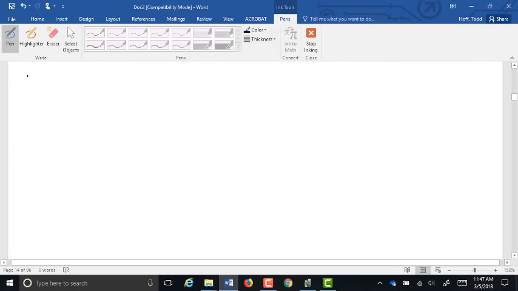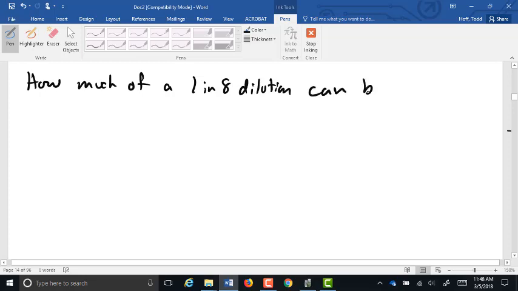For example, let's say, how much solution, let's do this, how much of a 1 in 8 dilution can be created using 280 milligrams of NS.